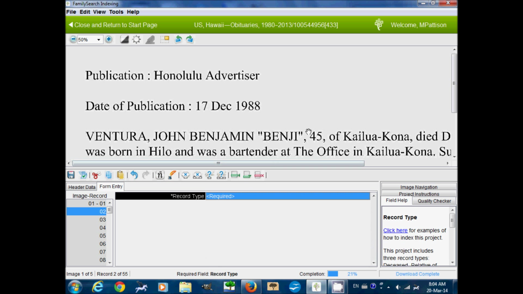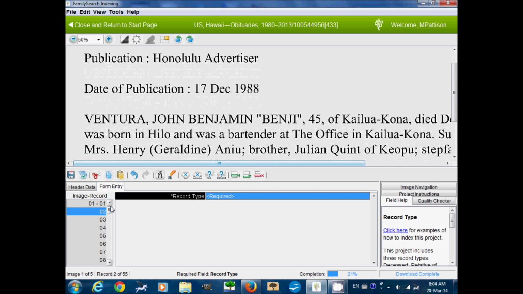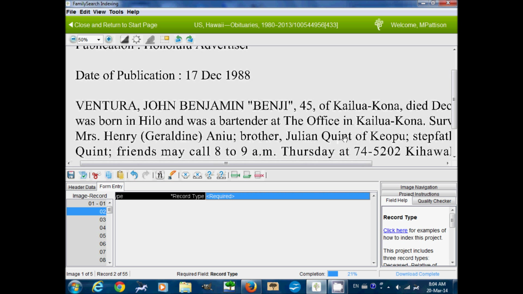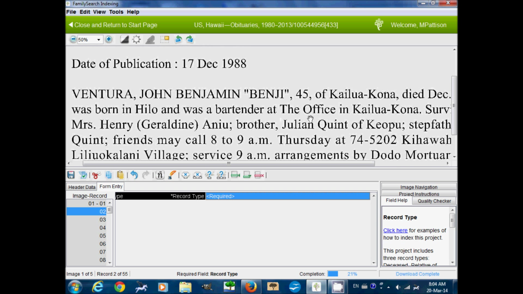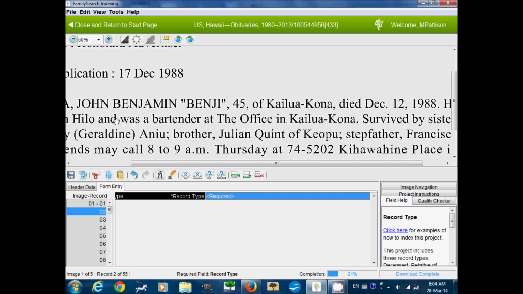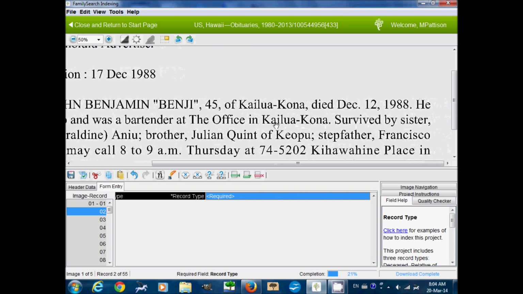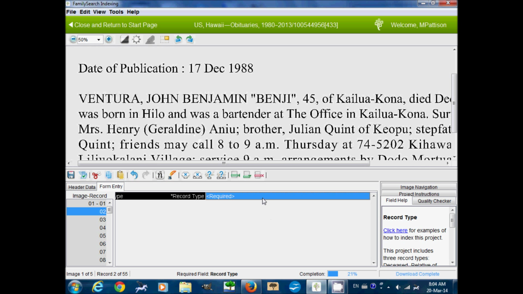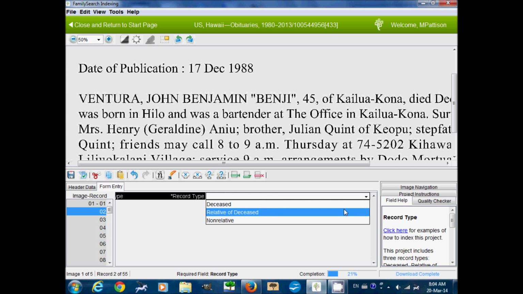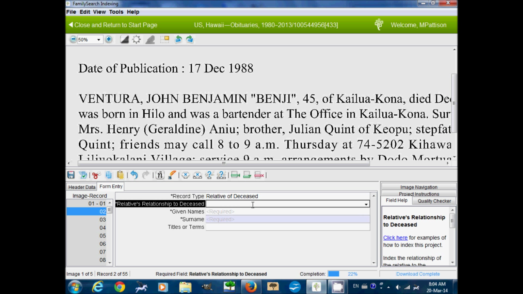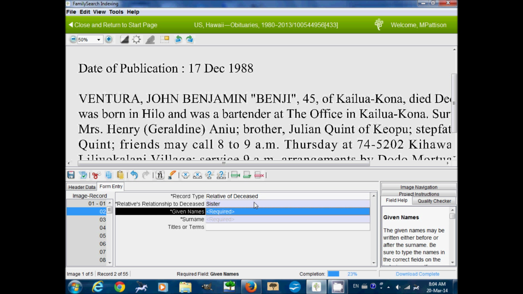Okay, and so we go on to the next record. There's always 11 records set for every image, so we're going to need to deal with all of them. Okay, the next person mentioned is survived by sister. Okay, and here's the sister's name. Sister is a relative.